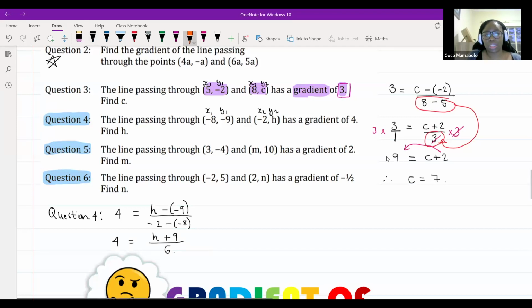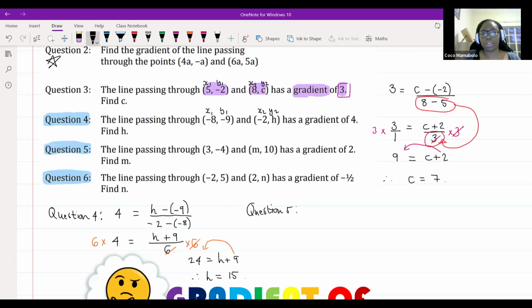To get rid of the denominator, I'm going to multiply by 6 on both sides. So those two will cancel, and I will end up with 24 is equal to h plus 9. That means I'm going to take the 9 over and it will become minus 9. Therefore, h is equal to 24 minus 9, which is 15. All right, let's look at question 5.